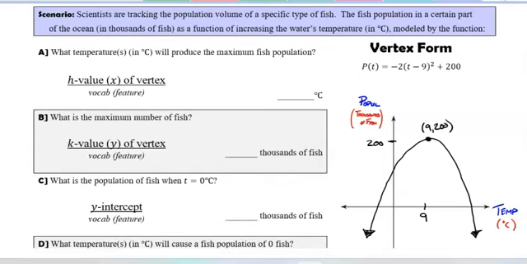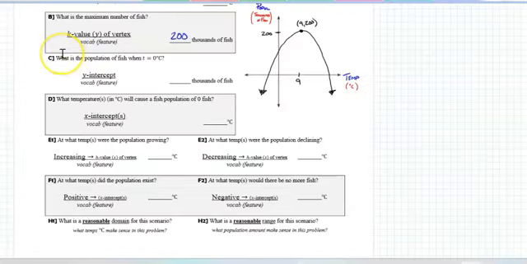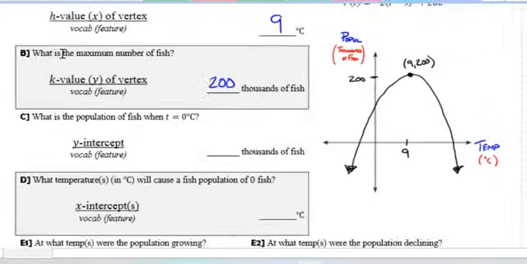So, do we know the h value, or the x-coordinate of the vertex? Yes, we know this occurs at 9 degrees Celsius. What is the maximum number of fish, or the k value, or y-coordinate of the vertex? Yes, we know this is 200 thousands of fish. But what about the other features of the graph?